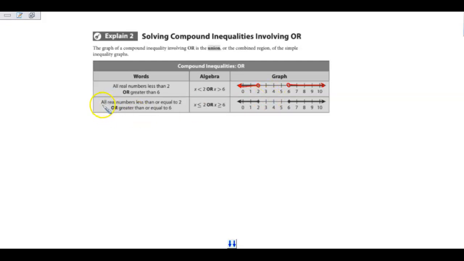The second one we have is all real numbers less than or equal to 2 or greater than or equal to 6. Same thing, except this time it says they're or equal, which means they are a closed circle. And so if x is less than or equal to 2, it could be 2, or it could be all real numbers less than 2. X is greater than or equal to 6. It's a closed circle, and all real numbers that are greater than 6. These are the solutions, so this time it includes 2 and 6.